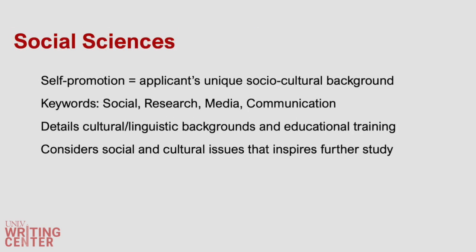Finally, we have the statement of purpose for social sciences. This can include fields like law, sociology, psychology, public policy, and economics. The writer of a statement of purpose often should promote themselves by discussing how their unique sociocultural backgrounds can contribute to their future goals. Also included on this slide is a list of keyword suggestions. As you can see here, the keywords for social science disciplines are social, research, media, and communication.